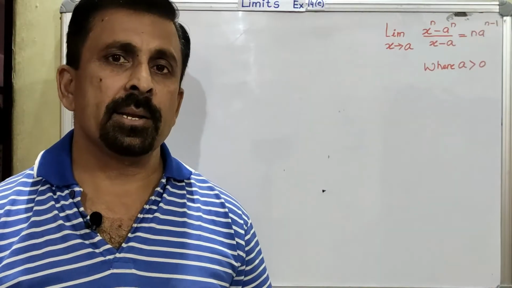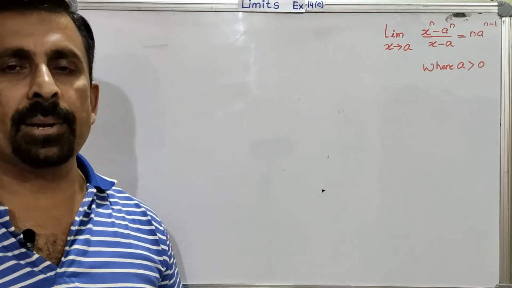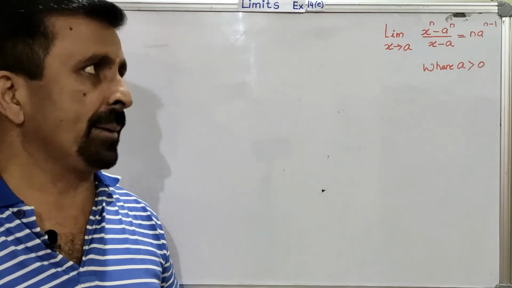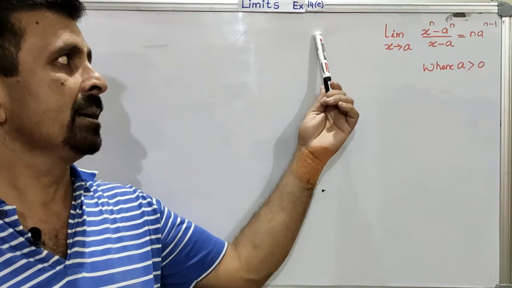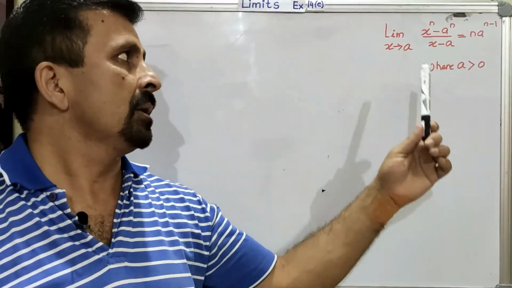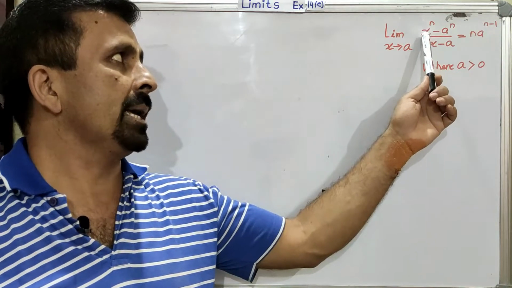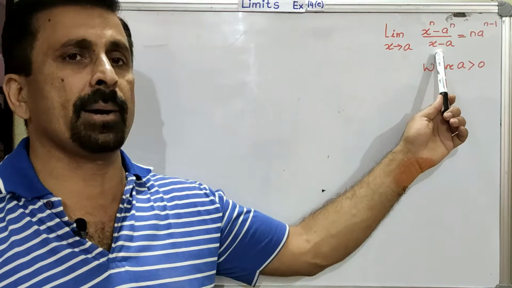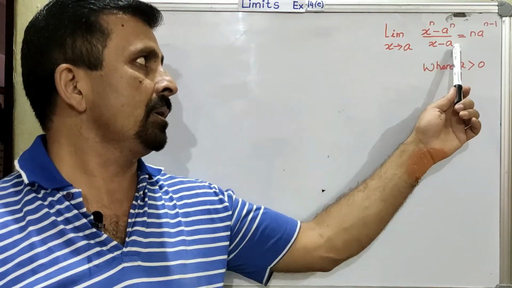Very good morning. Today we are going to continue the limit topic and then we are going to see a new type of question in Exercise 14E. Today our question will be on this pattern: limit x tending to a, and then the function will be x to the power n minus a to the power n divided by x minus a.